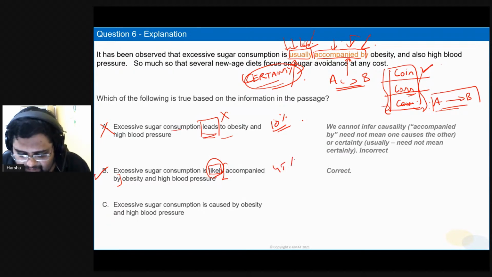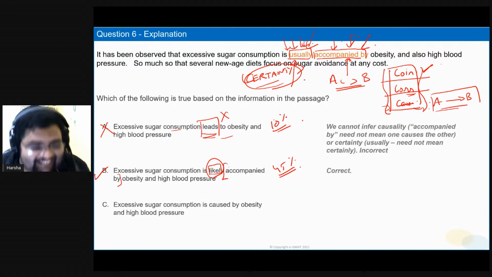Around 45% of the batch chose this, but that means only 45% of the batch chose this. 55% of you still got this question wrong. Think about that. And this is where the learning comes. Imagine paying attention to this when you're reading the passage. Then when you look at this option, think about how long it will take to eliminate. It's as simple as that. Let's look at option C.